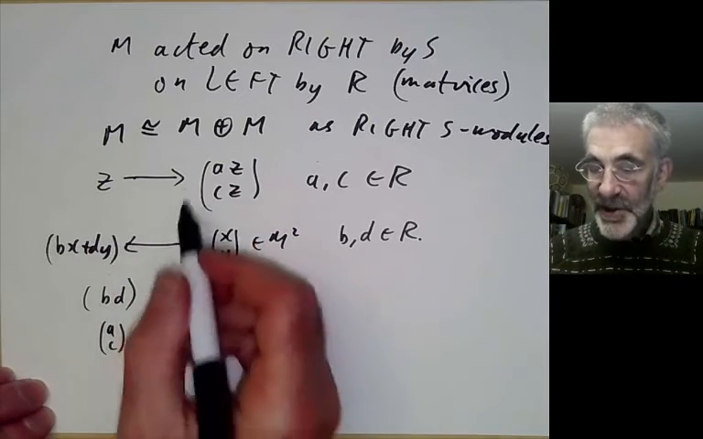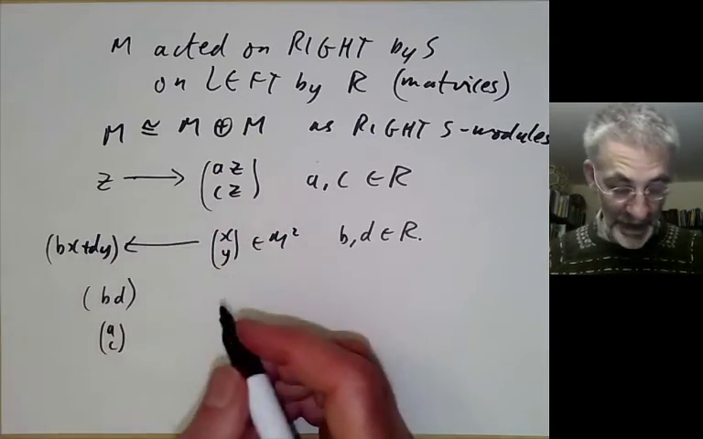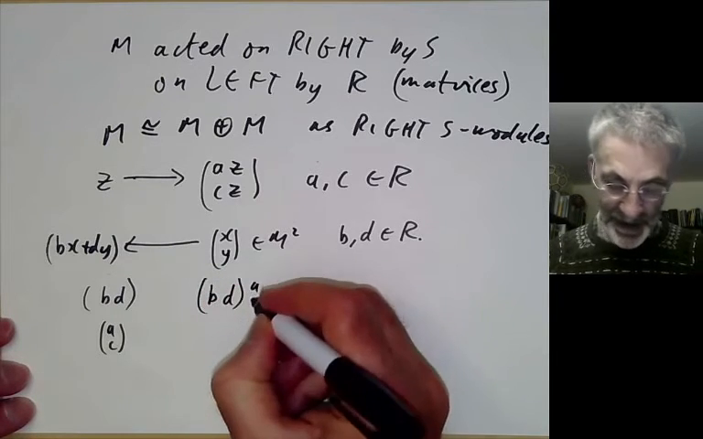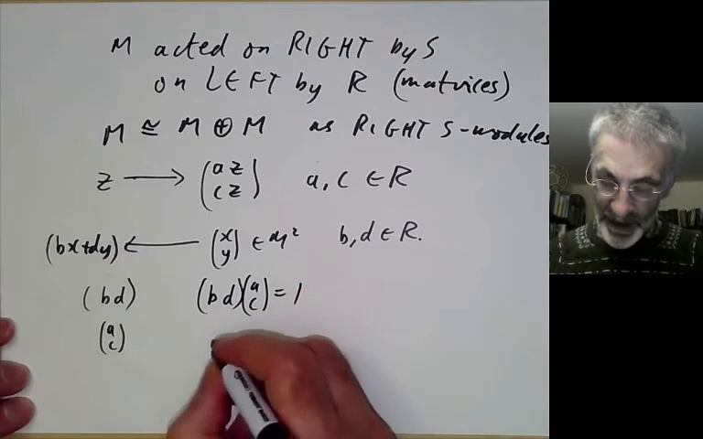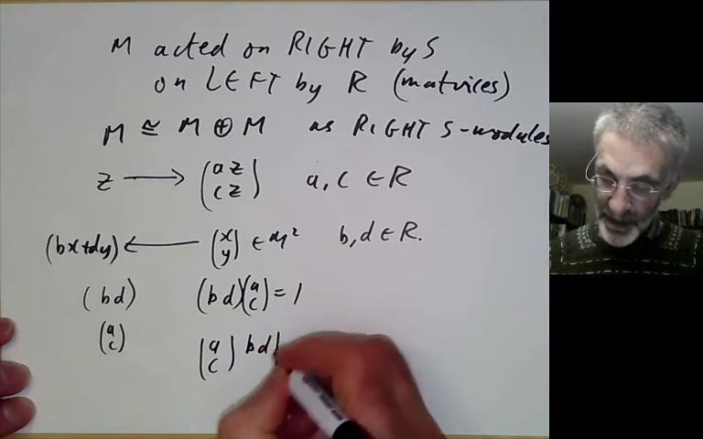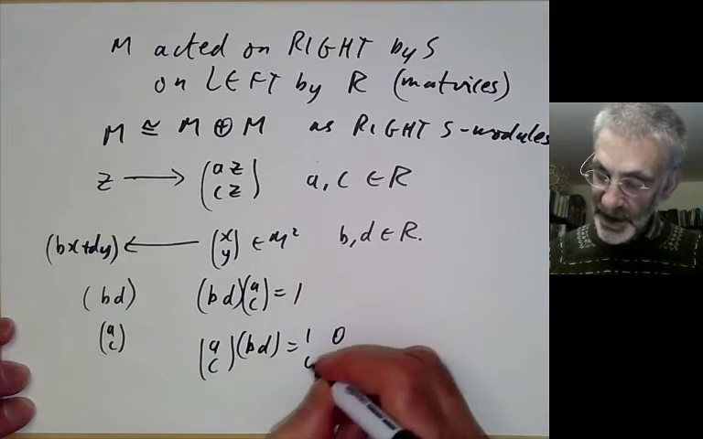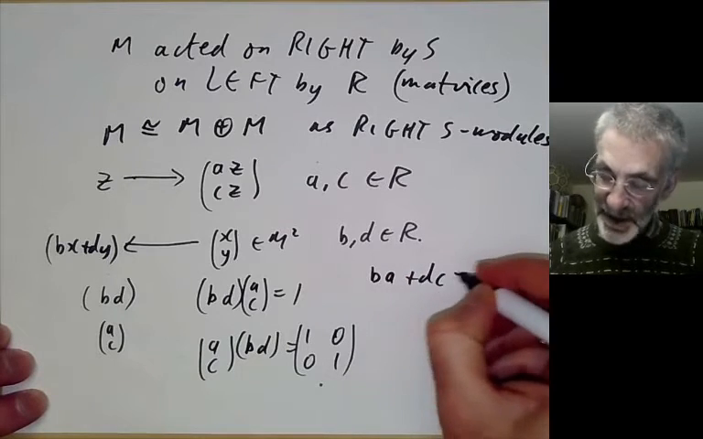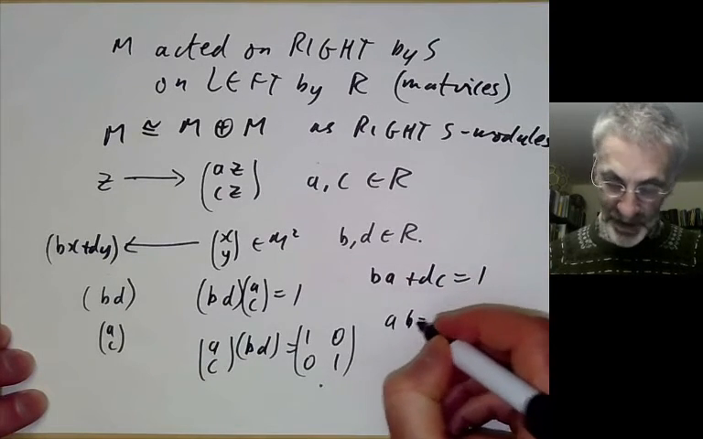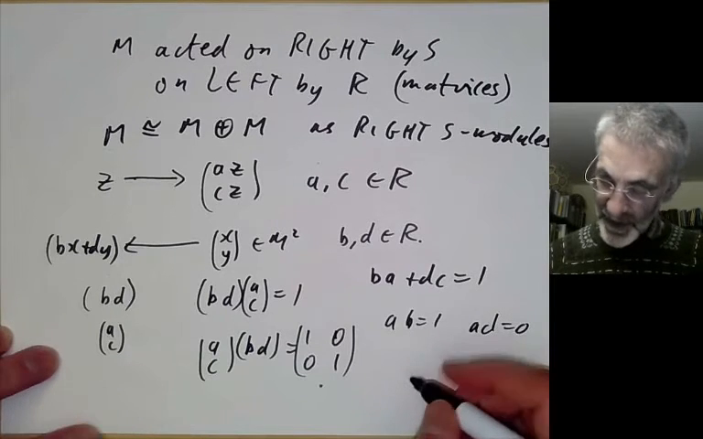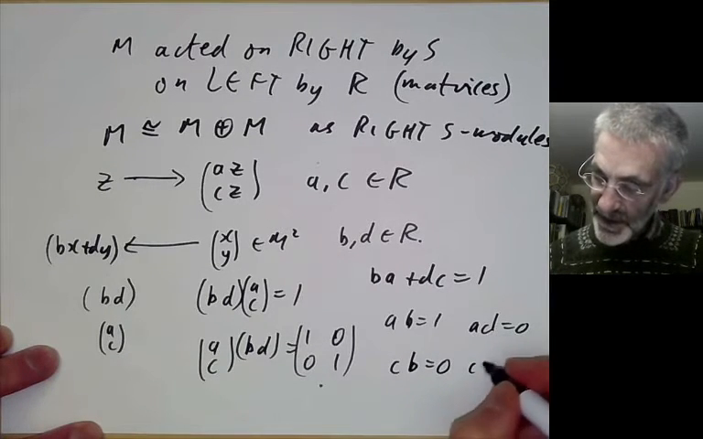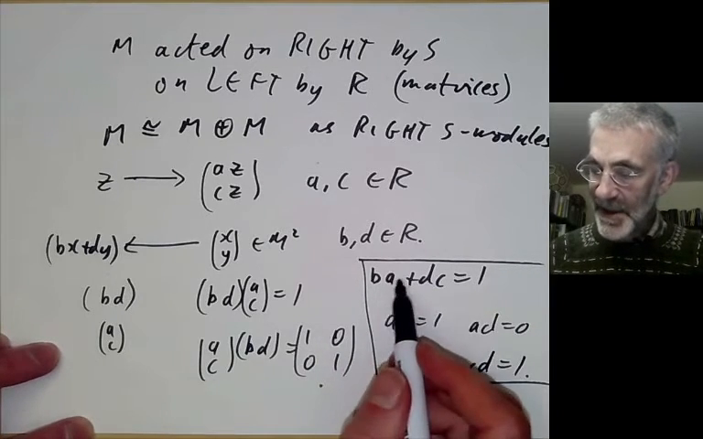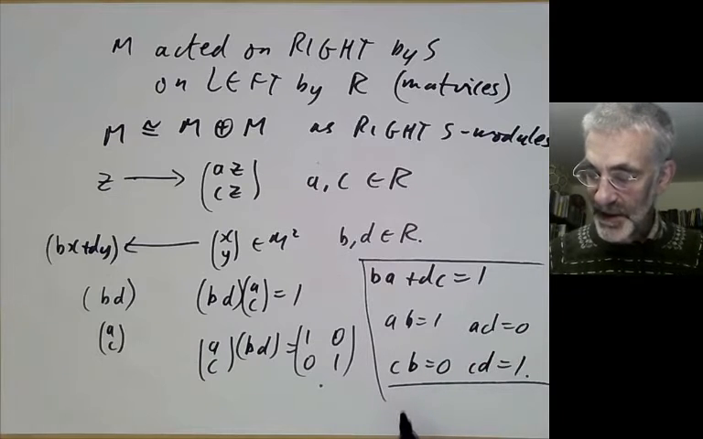And the composition of these two transformations in either direction must be the identity. So BD times AC is equal to 1, and AC times BD is equal to the unit matrix again. And this gives us BA plus DC equals 1, and this gives us AB equals 1, AD equals 0, CB equals 0, CD equals 1. So we've found some elements A, B, C, D in our ring R with these properties.